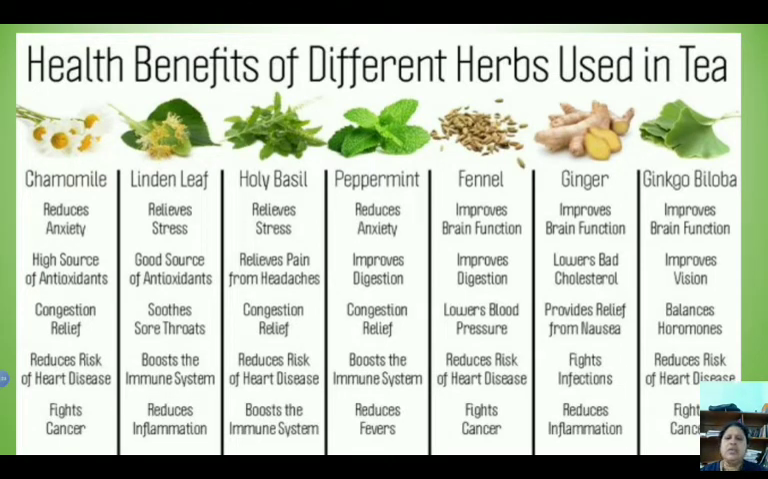So you can see the health benefits of chamomile. It reduces anxiety, is a high source of antioxidants, gives congestion relief, reduces the risk of heart disease, and also fights against cancer. In the same way, linden leaf, you can see, relieves stress. It's a good source of antioxidants, soothes your sore throat, boosts your immune system, and even reduces inflammation.